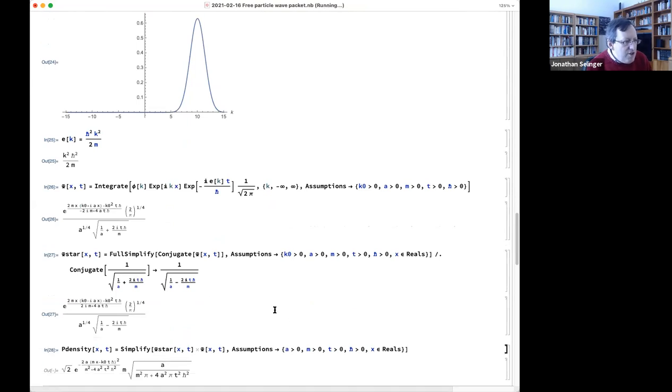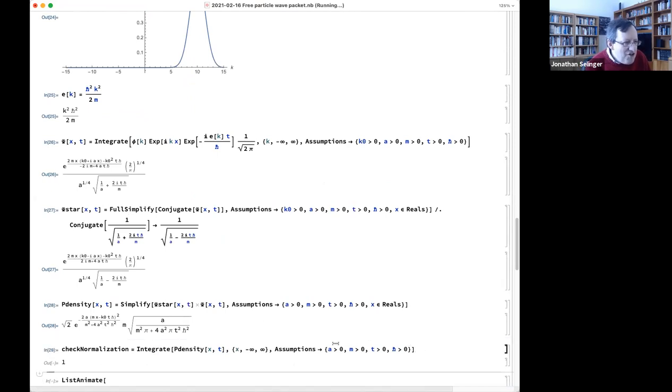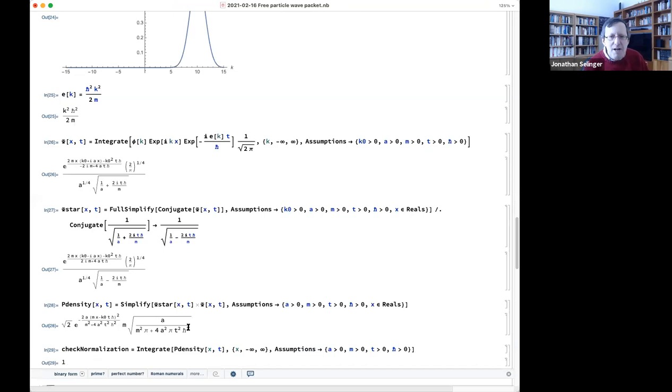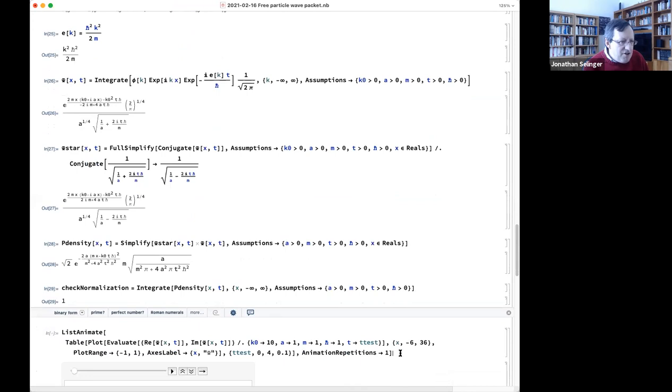So here is psi star times psi. This is a nice function of position and time. It's a little more complicated than before, but it's some function of position and time. I can check if it's still normalized. Yes, it is. The integral of that thing comes out to be 1. Now let's make a plot of that.